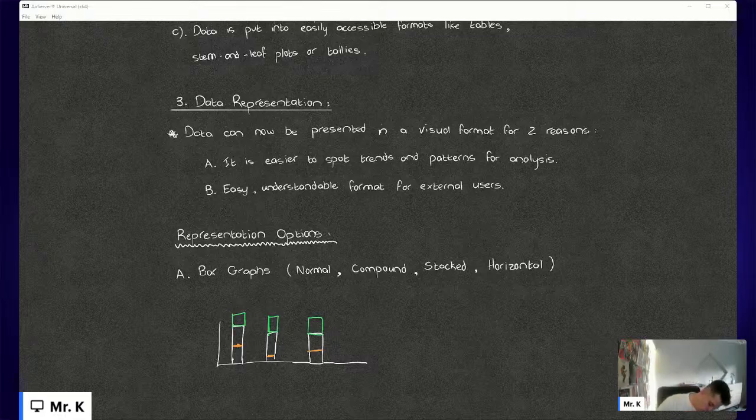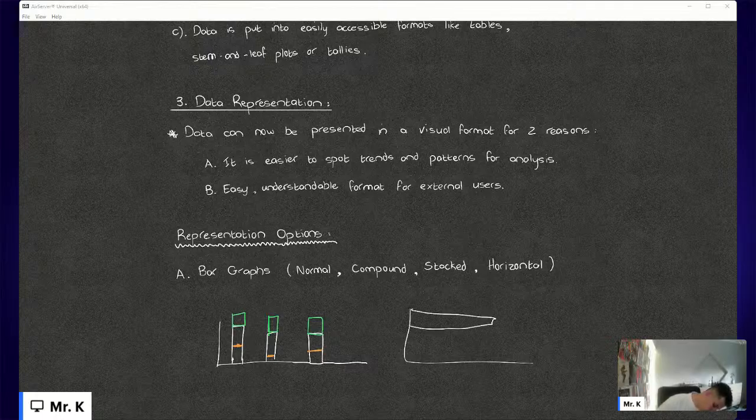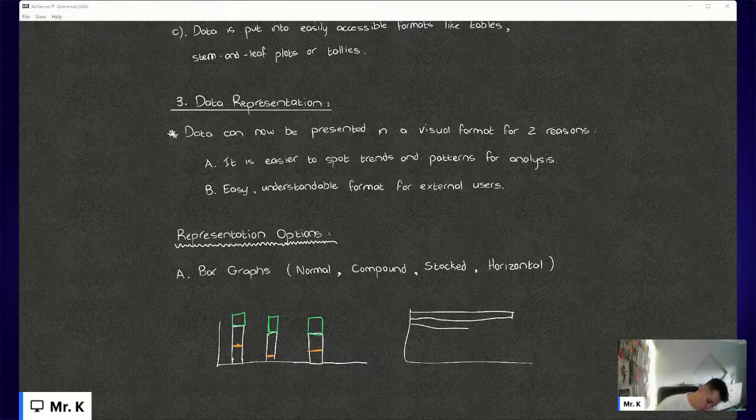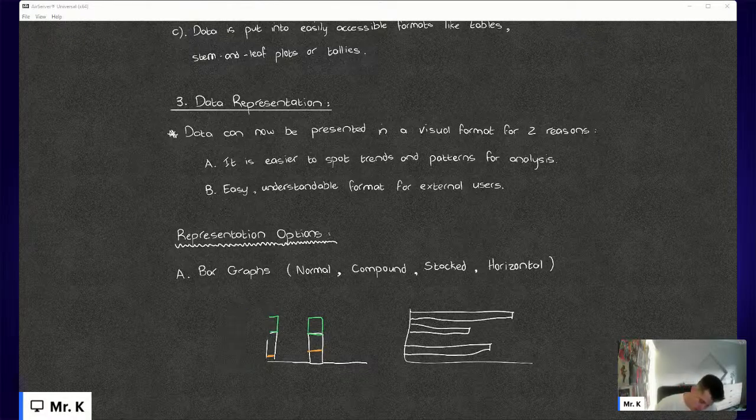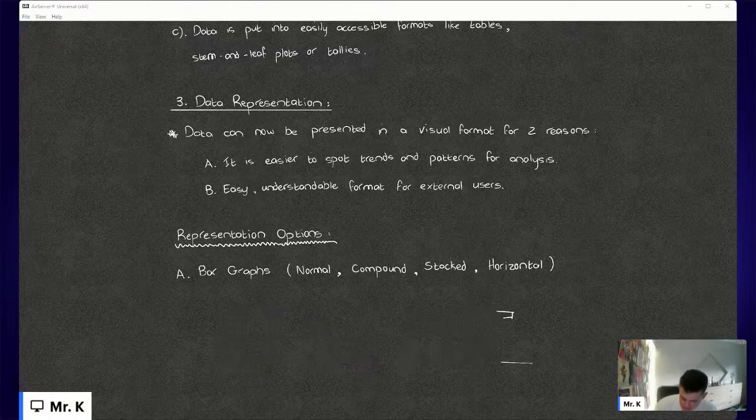And guys, unsurprisingly, a horizontal bar graph is just bars that travel horizontally. Okay, like so. We're obviously going to draw these properly with rulers at a later stage. I'm just trying to show you guys what these different bar graphs could look like. Okay. Sometimes the names aren't as recognizable as the pictures.